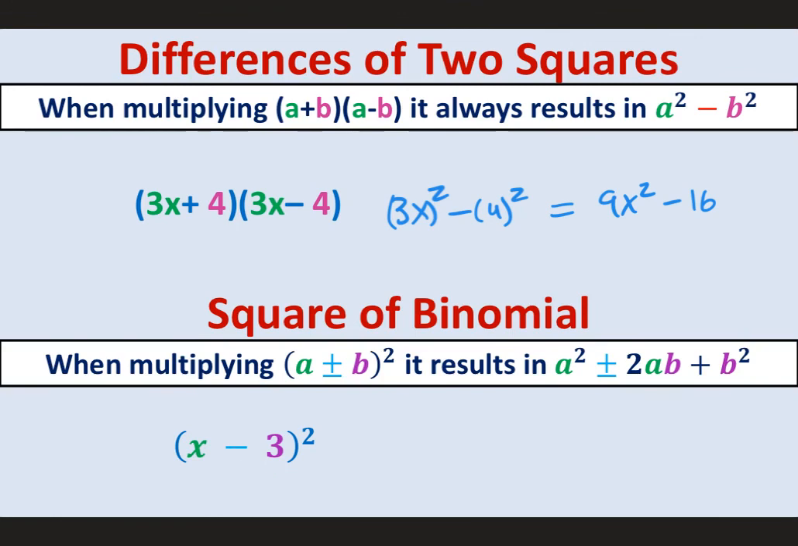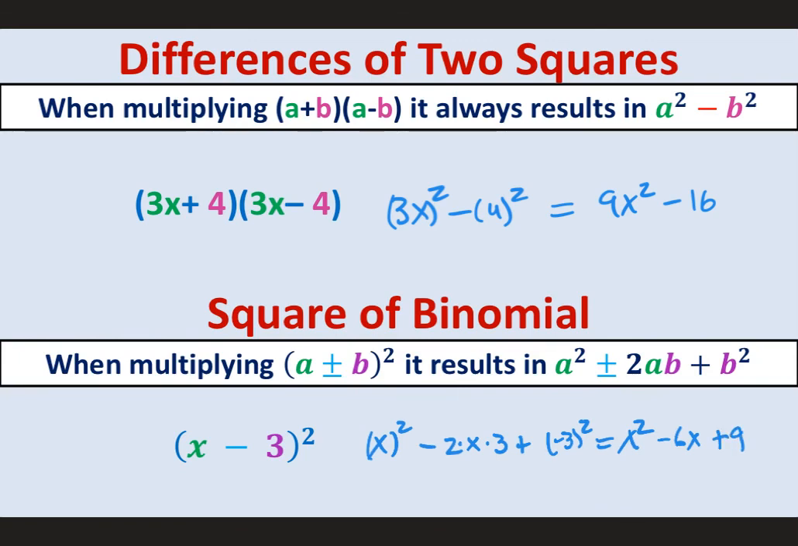So in our example right here, we have a minus sign, so we know we'll have a minus sign in our answer. What we're going to get is the first thing squared, so x squared, and then a minus 2 times the first thing times the last thing, and then it's always plus the last thing squared, so that's plus negative 3 squared. So we simplify this out a little bit. That's going to be x squared. Negative 2 times x times 3 is negative 6x. And then negative 3 squared is positive 9.